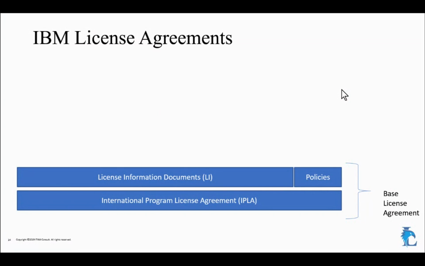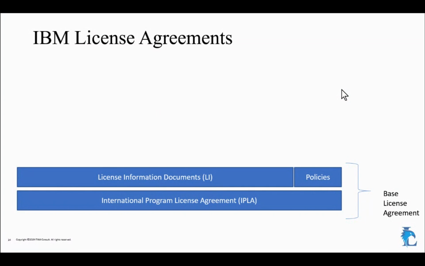It is a base license, which means that many other documents and policies get layered on top of that. And one of the very early layers on top of that is going to be the license information document. And we will have a closer look at that later on. But the important thing to understand here is this is a base license agreement, and other documents and agreements will be layered on top of this.